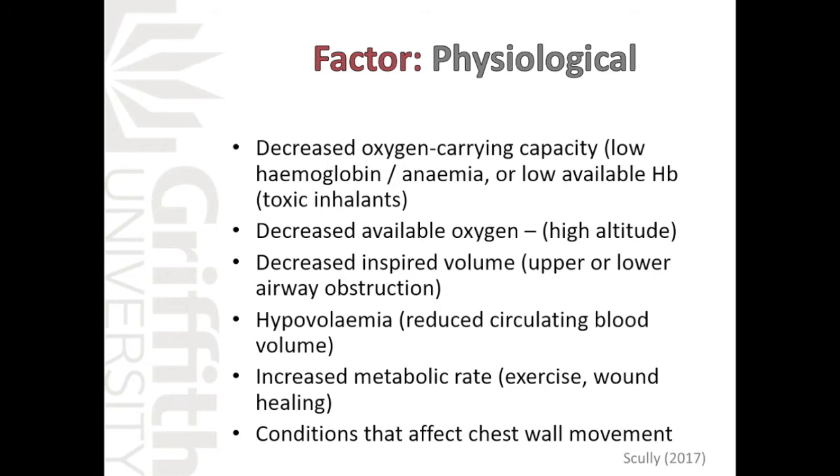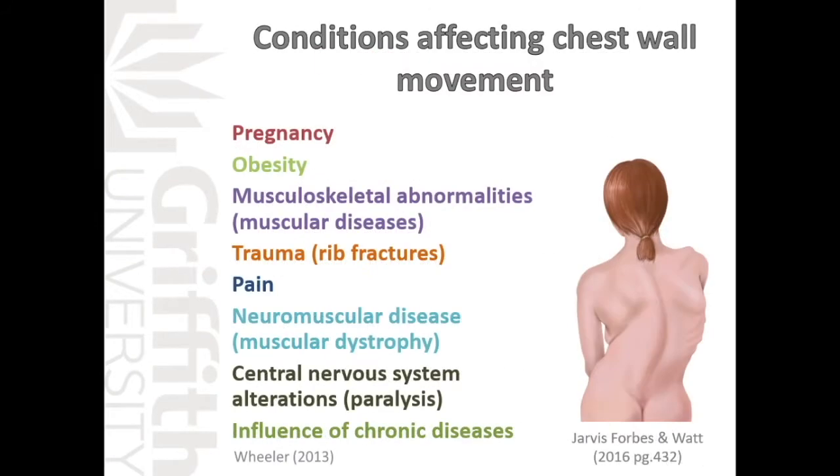The last point on the screen there is conditions that affect chest wall movement, and this will subsequently result in decreased ventilation. So if we think about the diaphragm being unable to descend fully when breathing, the volume of inspired air will decrease and thus deliver less oxygen to the alveoli within the tissues. This slide shows a few examples of such conditions, with things such as pregnancy, obesity, and pain being the most common.